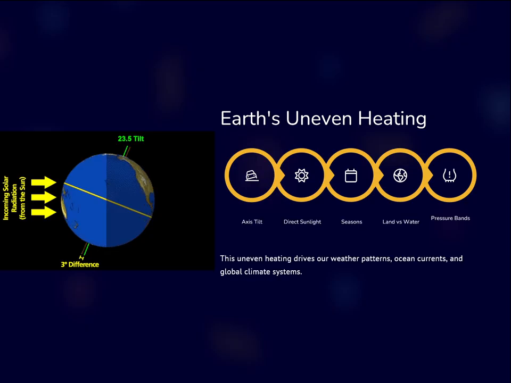Because Earth is tilted 23.5 degrees and is curved, sunlight is uneven. Direct and concentrated near the equator, but oblique near the poles. Land heats or cools faster than water, and the result? Global pressure bands. The equator low, 30 degrees high, 60 degrees low, and 90 degrees high. Wind belts and ocean currents that redistribute heat.